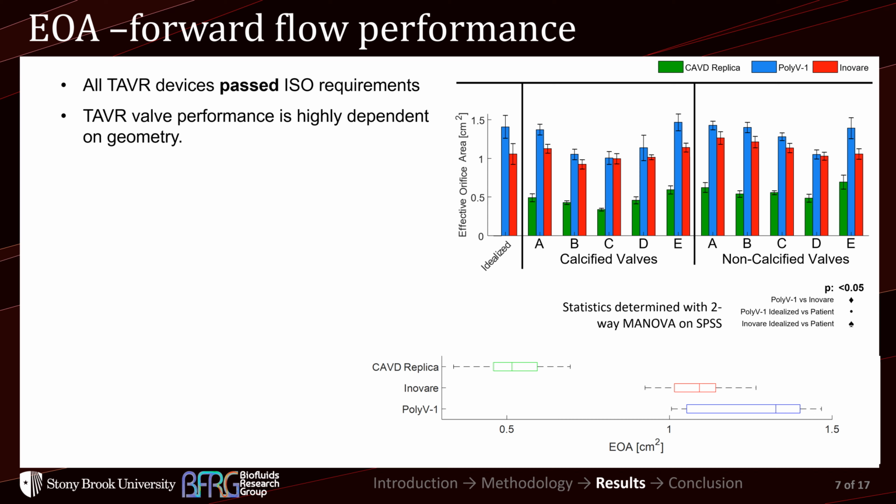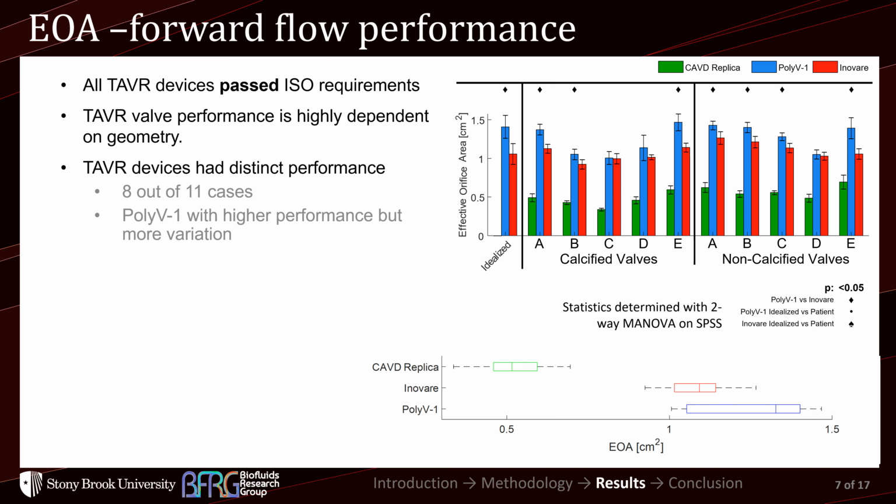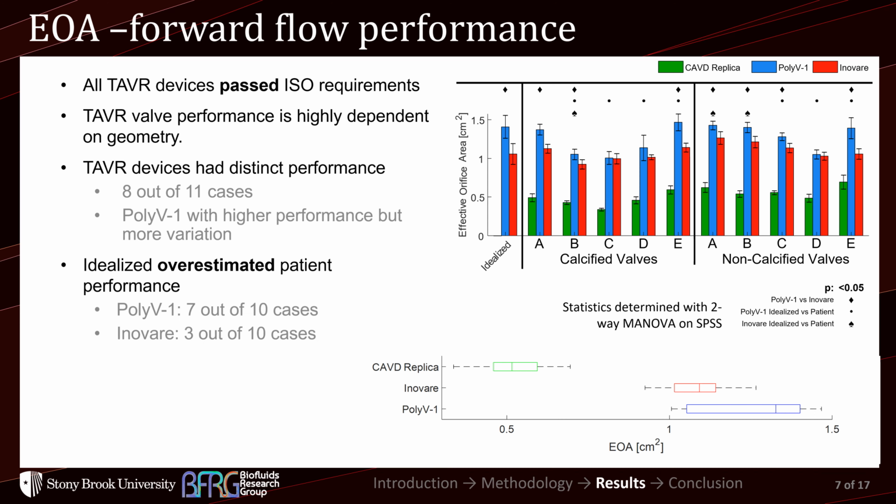So the first thing you'll notice is that how the performance occurs is very dependent on the anatomy. The two different devices had distinct performance in 8 out of the 11 cases, with the Polynova performing lower in the highly stenotic anatomies, and thus making the performance distinction between the two valves less. And then the major finding here is that the idealized case is actually overestimating the performance of the Polynova valve in 7 out of the 10 cases, and the Innovair valve 3 out of the 10 cases.